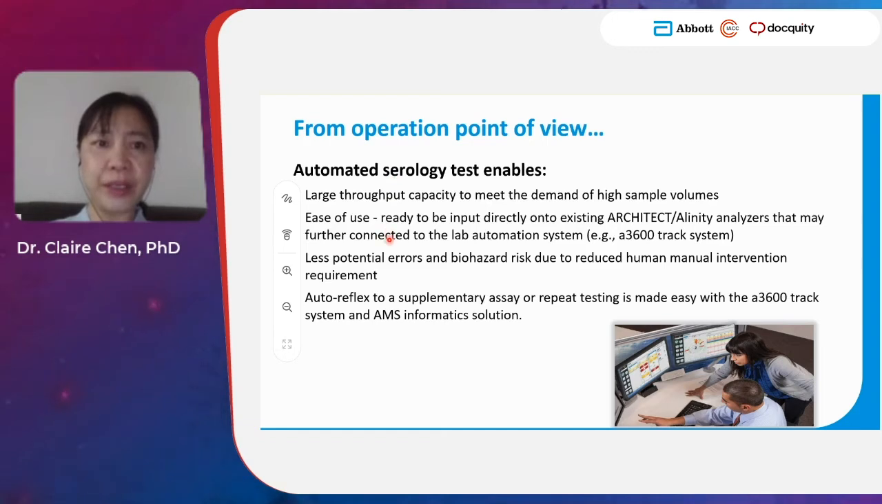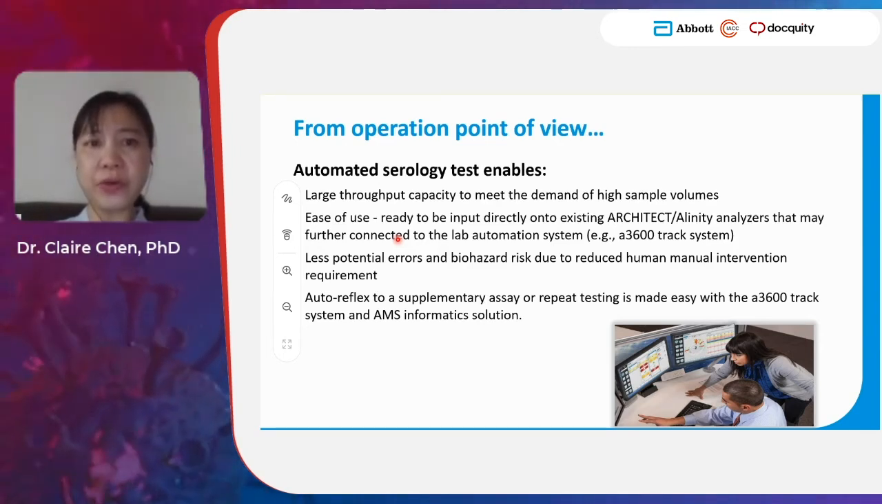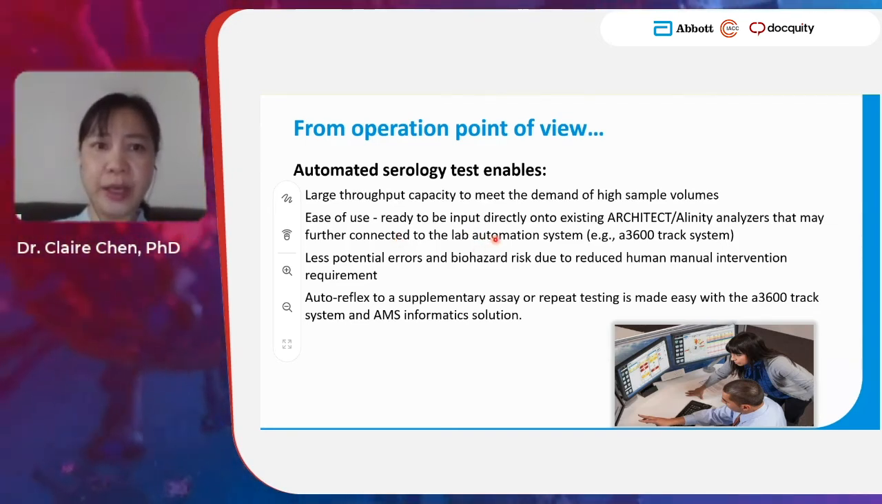And of course, because the instrument is already there, you can just plug in the assay and introduce the kits. So in terms of ease of use, it's also quite easy. And if the instrument is connected to an automation system, it will even automate the pre-analytical part, so you don't have to do the pre-analytical steps manually. This will help you reduce the potential errors as well as the biohazard risks.